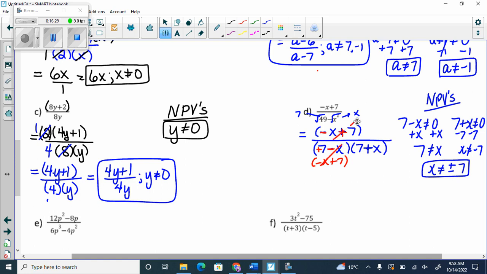When I cancel, these are actually really big ones. These canceled lines are just slashed ones, slanted ones. So the whole numerator is crossed off. If the whole numerator cancels off, what am I left with? A 1. So I'm left with 1 over 7 plus x. And then I can't cancel anymore, and I say x can't equal plus or minus 7.